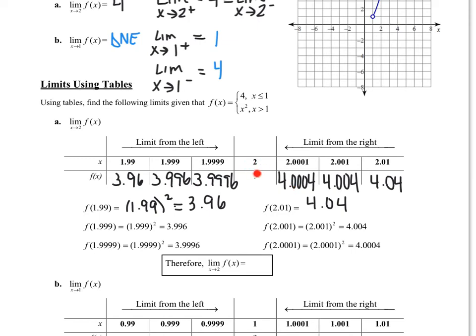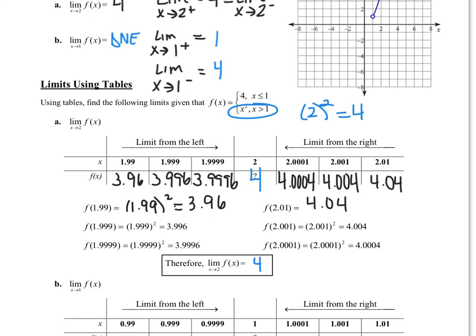So let's actually see what the value at 2 is. We can go ahead and plug 2 into this bottom piece. If we do that, we get 2 squared, and that equals 4. So this proves that the graph is actually defined at that value, and that limit is actually 4. And that's what we got when we did it up here.